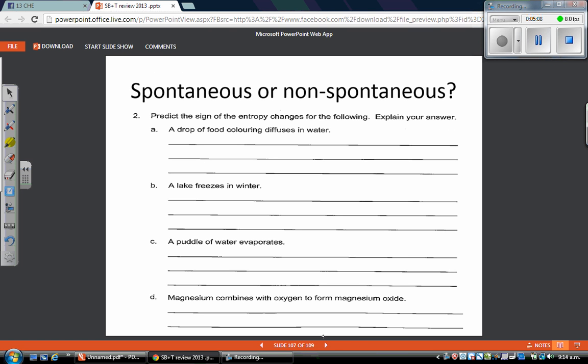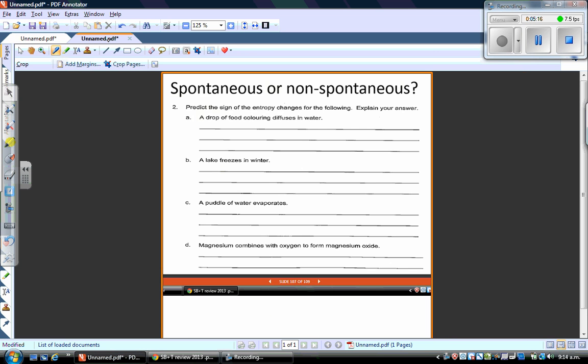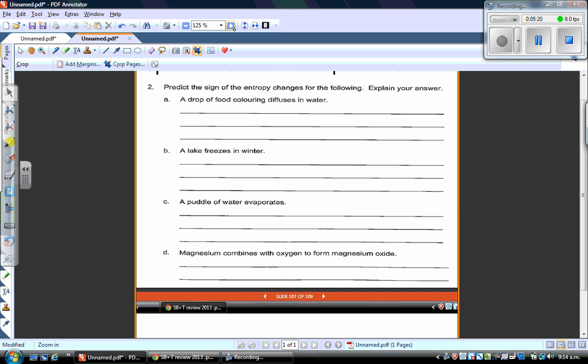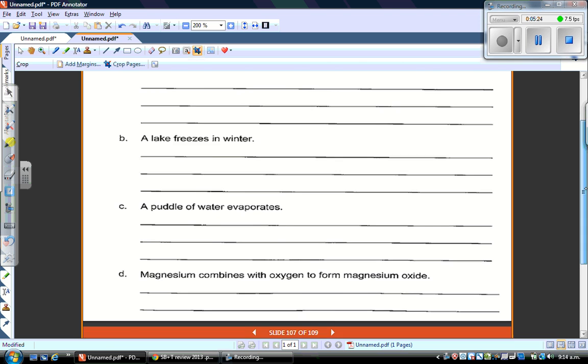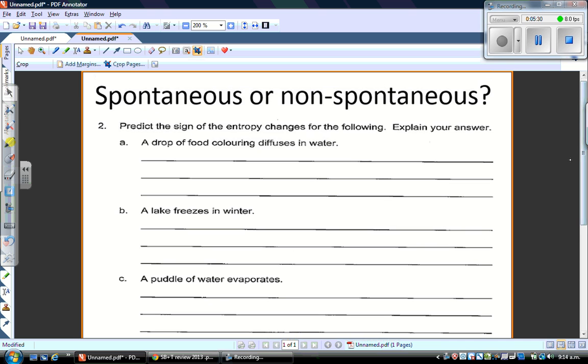Then we just look at some examples. Now, if we take these 4 questions here, and I've copied this page into my PDF annotator so we can write some answers for this. So we're looking at these 4 questions. I'll just zoom in a bit. Okay, so the first question here, we have to predict the sign of the entropy changes for the following, and basically decide if this is spontaneous or not. So a drop of food coloring diffuses in water. So we'll try and draw a little picture for each one.